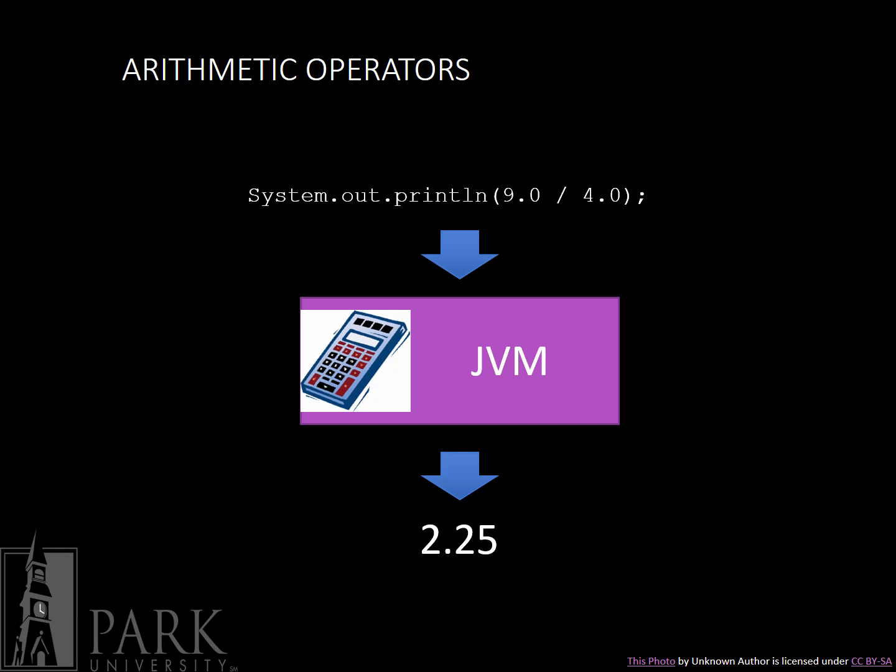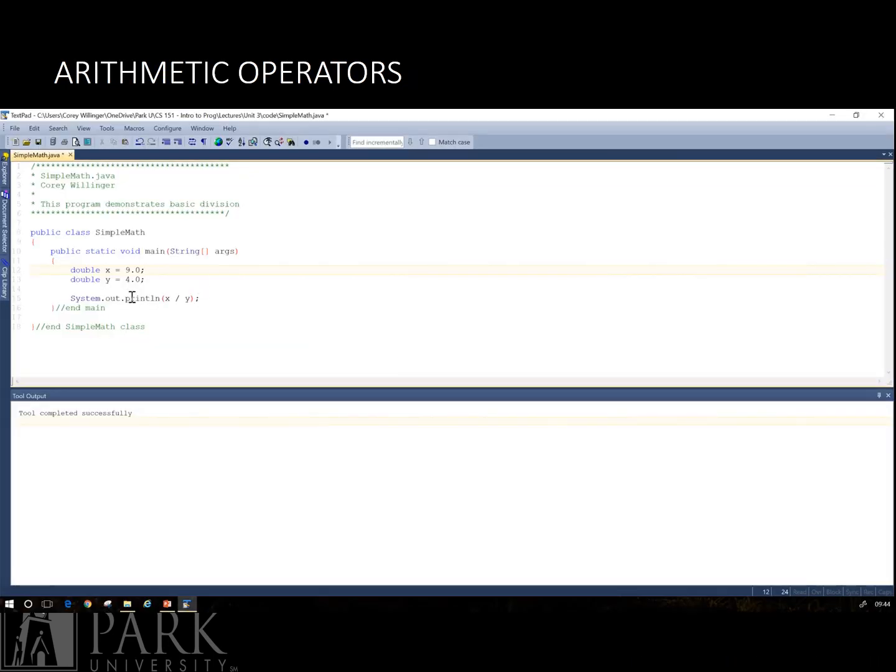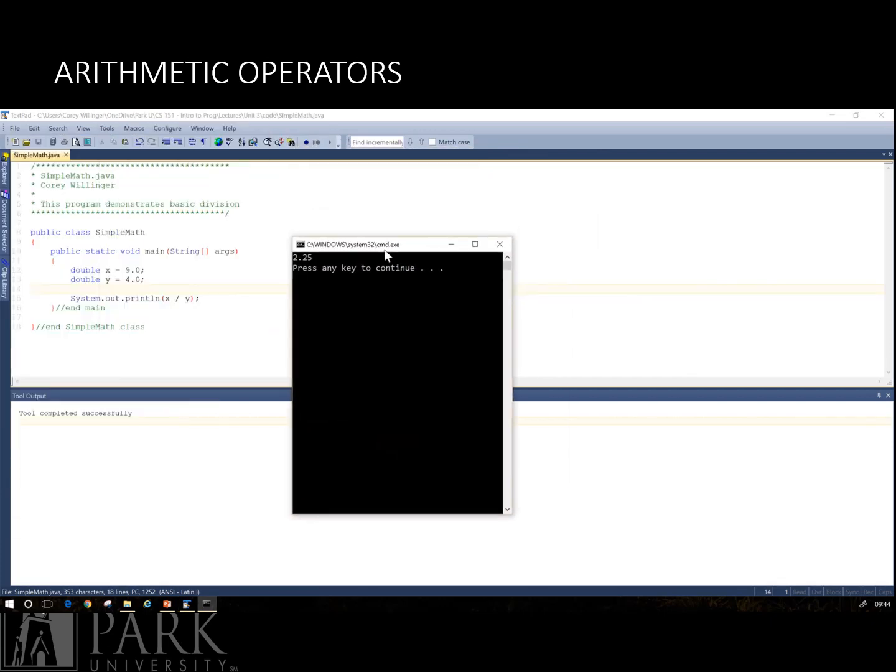So let's take a look at it in actual Java code. Here we have a program called SimpleMath that simply takes two numbers, in this case floating point numbers of type double, and is going to divide them and print them out. So if we execute the program, you can see here that 9.0 divided by 4.0 is equal to 2.25.